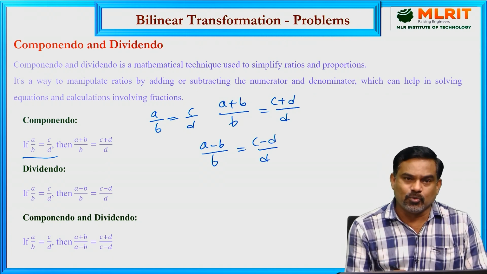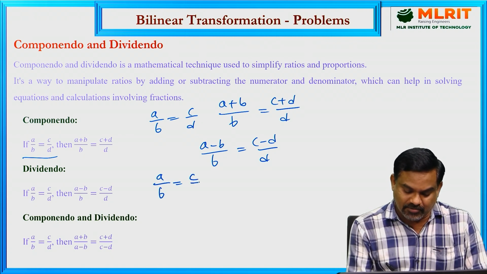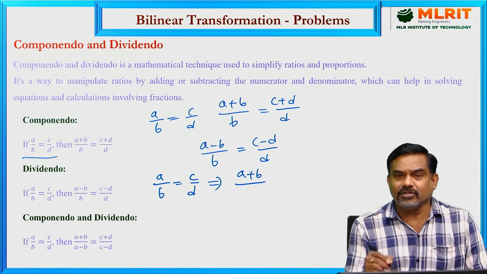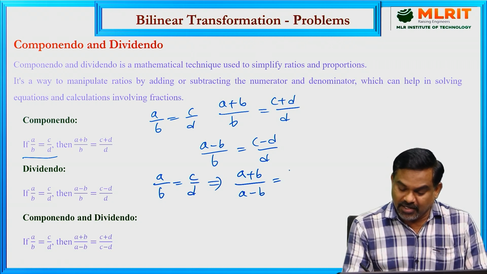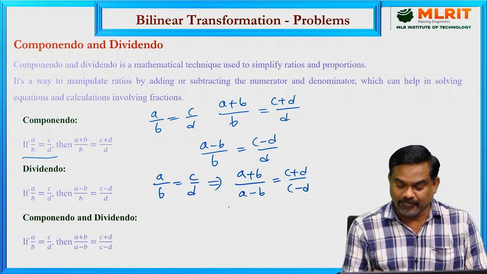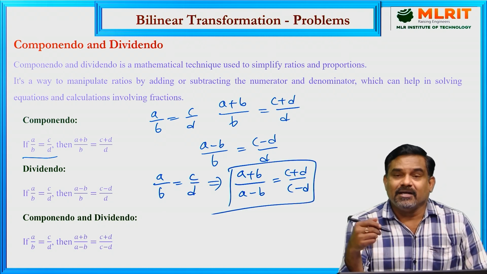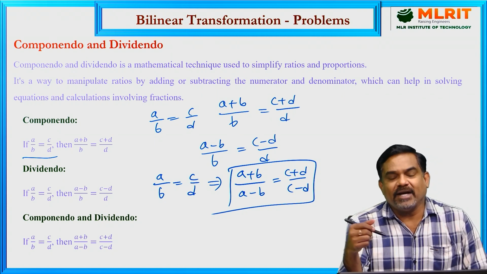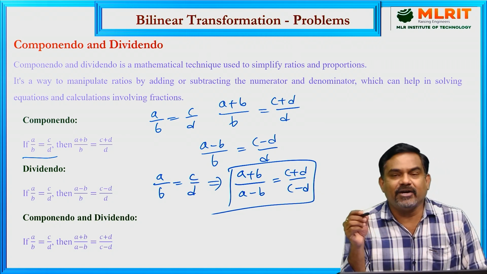Now combining these two, the componendo and dividendo property is given by, for example, a ratio A by B equal to C by D. Then add the numerator and denominator and write it in the numerator, then subtract the denominator from the numerator. So (A plus B) by (A minus B) is equal to (C plus D) by (C minus D). This property is called componendo and dividendo. In dealing with points to find the bilinear transformation, we use the cross ratio property, and hence this componendo and dividendo property will help us to simplify that ratio.